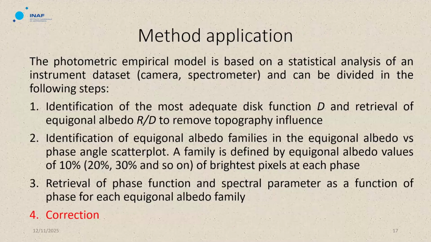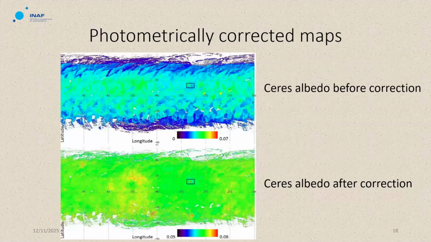After that, we can apply the correction. We have a polynomial fit which models reflectance as a function of phase angle, and we can retrieve all the observations at the same observation geometry. I just show one map as an example, but the result is the same for the other bodies. This is the case of Ceres. We can see reflectance variation, but the variation of the color is not a real reflectance variation, simply due to the different observation geometry.